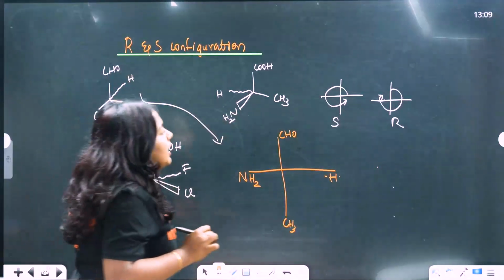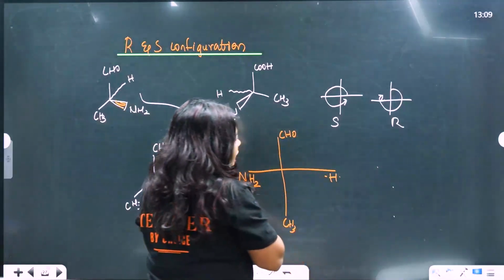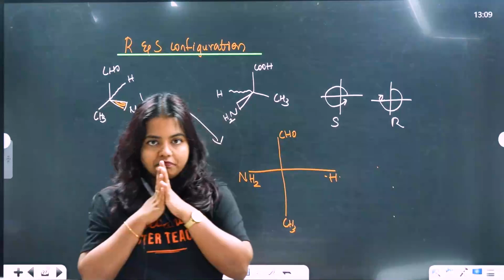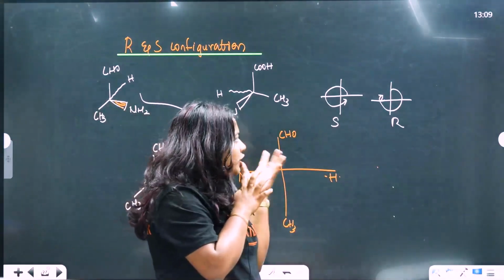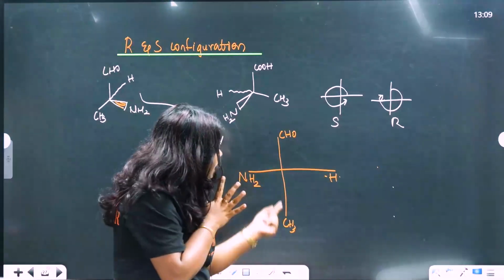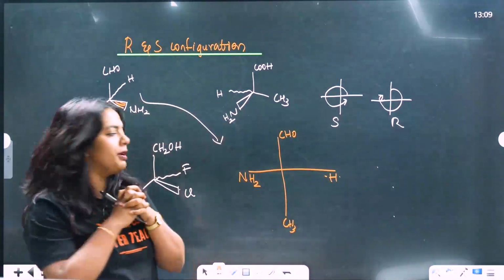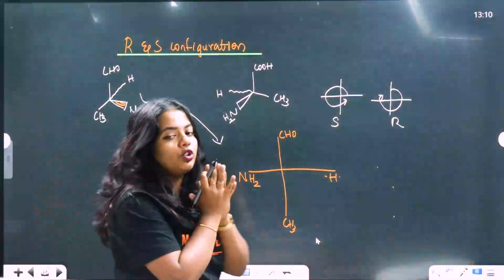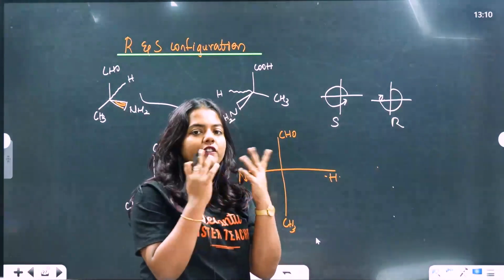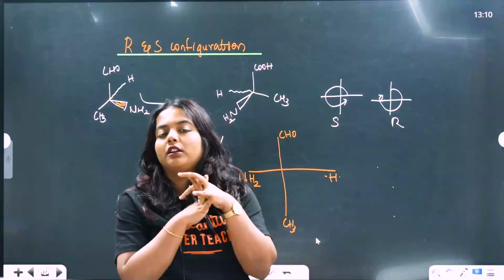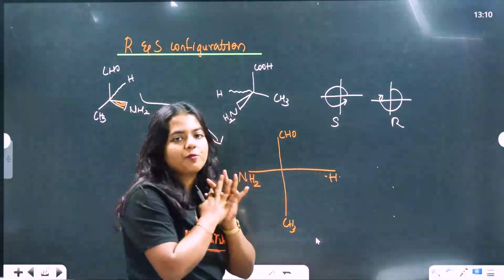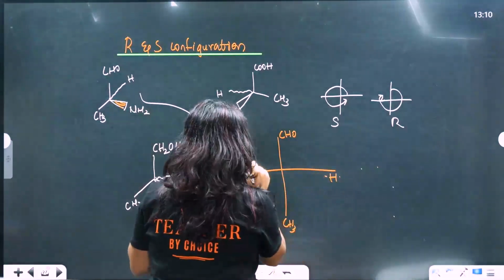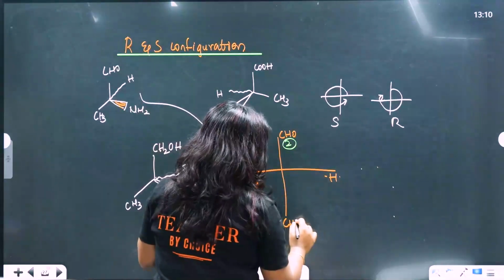Now listen carefully, my dear students. Hydrogen should be in the horizontal position. When you are numbering nitrogen, carbon, hydrogen, which one will you give the number first? Whichever is the least priority should be in the horizontal position. So this hydrogen is the least priority, and that will be in the horizontal one. The priority order will be 1, then 2, then 3.